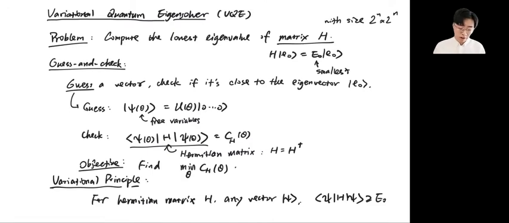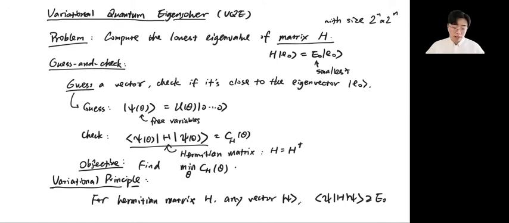Now, the proof of this variational principle is in fact very straightforward. For the interest of time, I'm going to leave that as an exercise, but the hint I can give you is that for a Hermitian matrix H, its eigenvectors form an orthonormal basis.